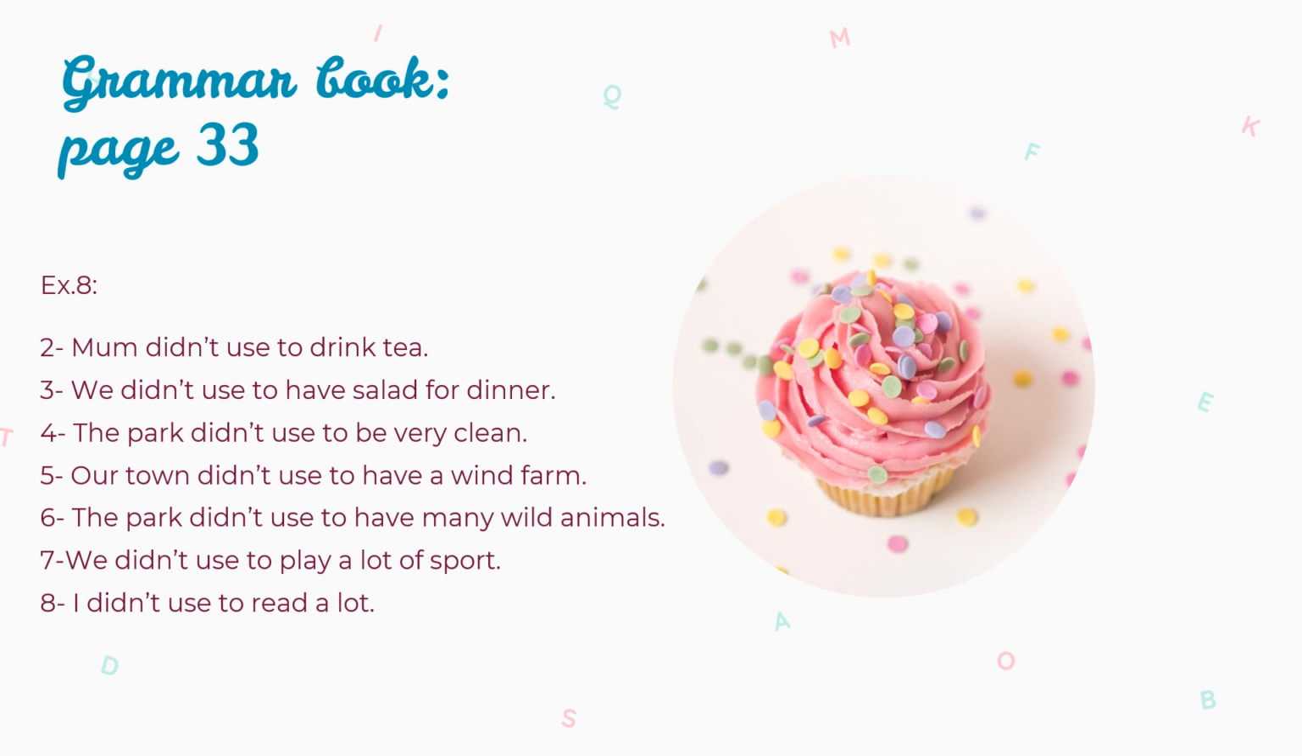3. We have salad for dinner now. We did not use to have salad for dinner. 4. The park is very clean now. The park didn't use to be very clean. You can complete the rest of the examples alone and check your answers from this presentation. So what we are doing in this exercise, we are changing the underlined sentences in exercise 7 into the negative.